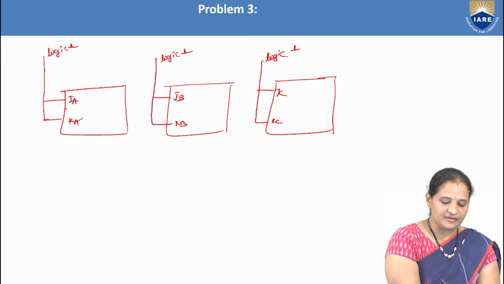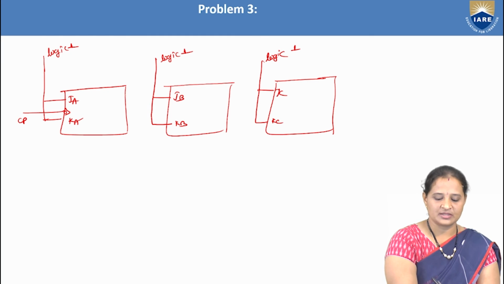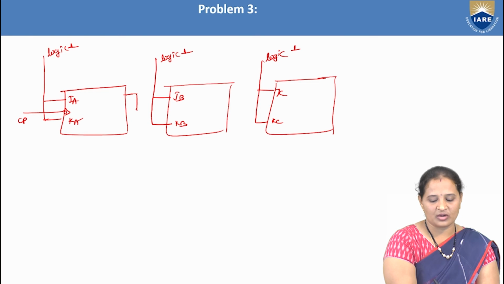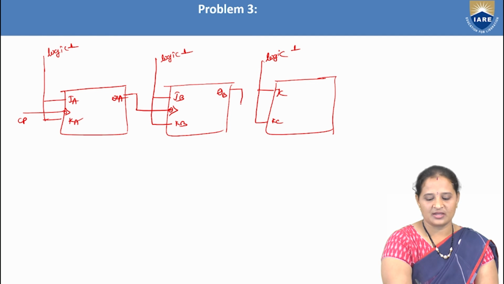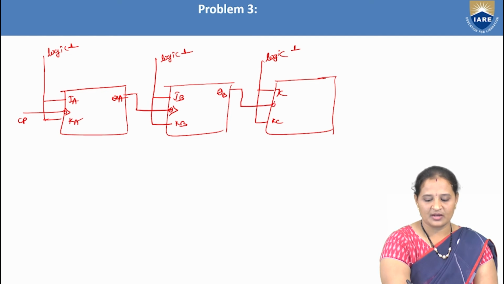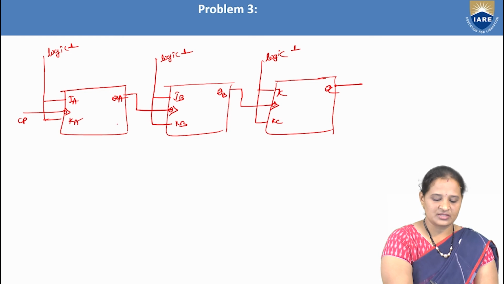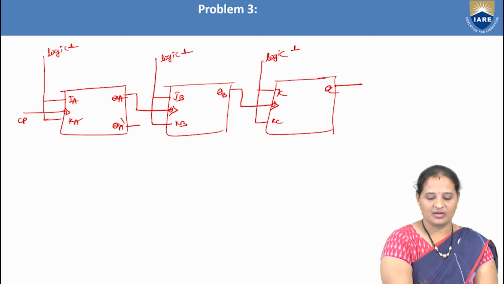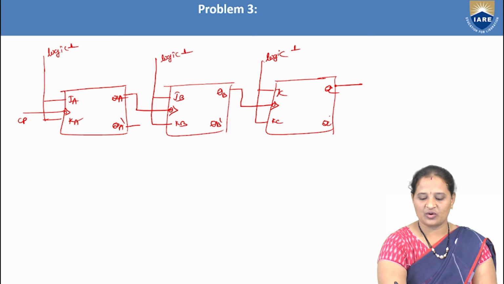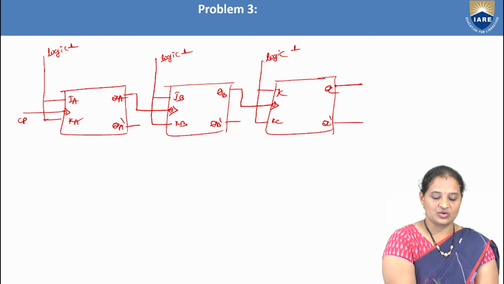Now the first flip-flop is applied with the clock pulse. So this is my clock pulse, and it is an up counter. So QA is connected as the clock pulse to the next flip-flop, and QB is connected as the clock pulse to the next flip-flop, and this is QC, whereas QA complement we have, and QB complement, and QC complement we have, right? So now we do have the reset input.